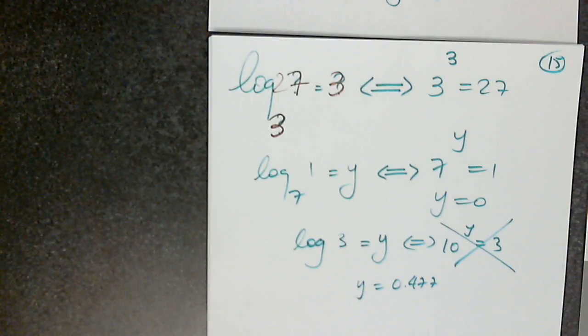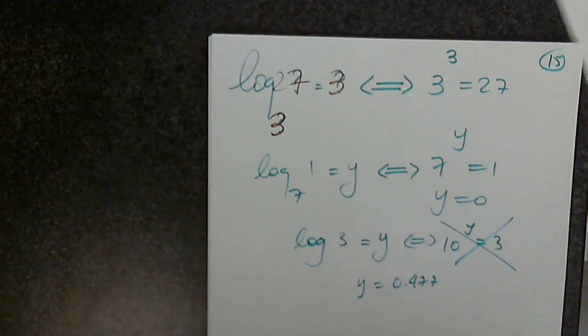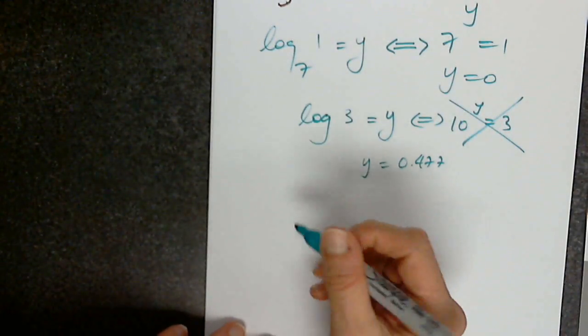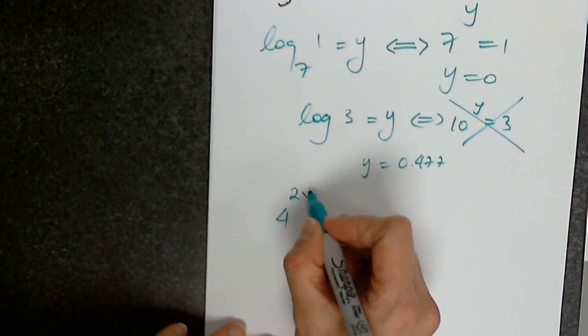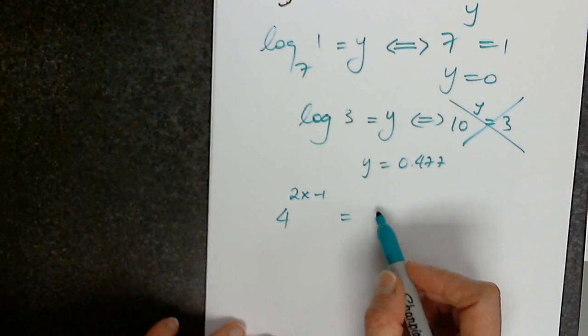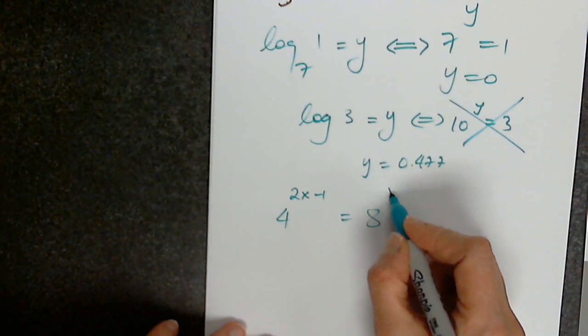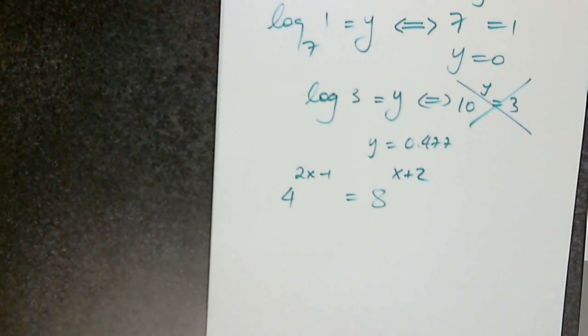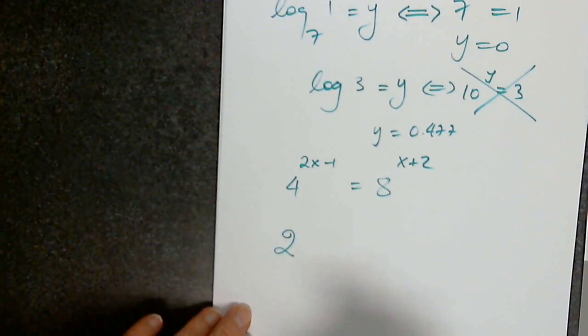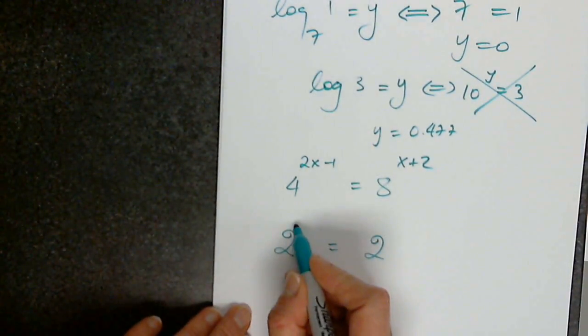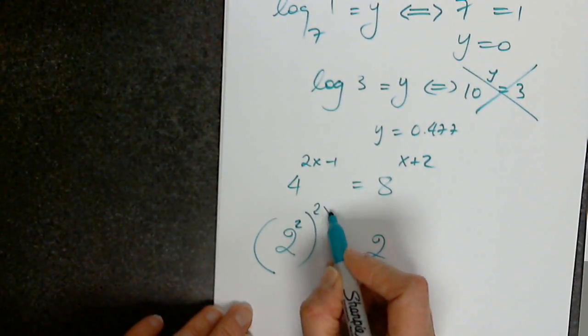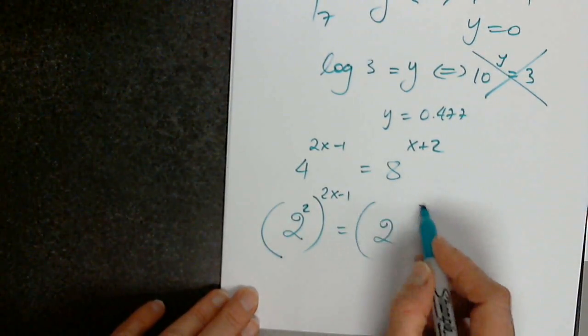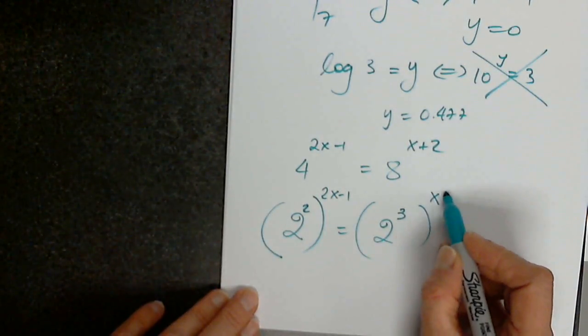Are we okay with changing bases? We did a lot of examples like this, like 4 to 2x minus 1 equals 8 to x plus 2. How do I solve such an equation? You need to change them so they're the same base. Right. So the left-hand side, prime numbers, and the right-hand side, 2 and everything to 2x minus 1. And this is 2 to the 2x plus 2.